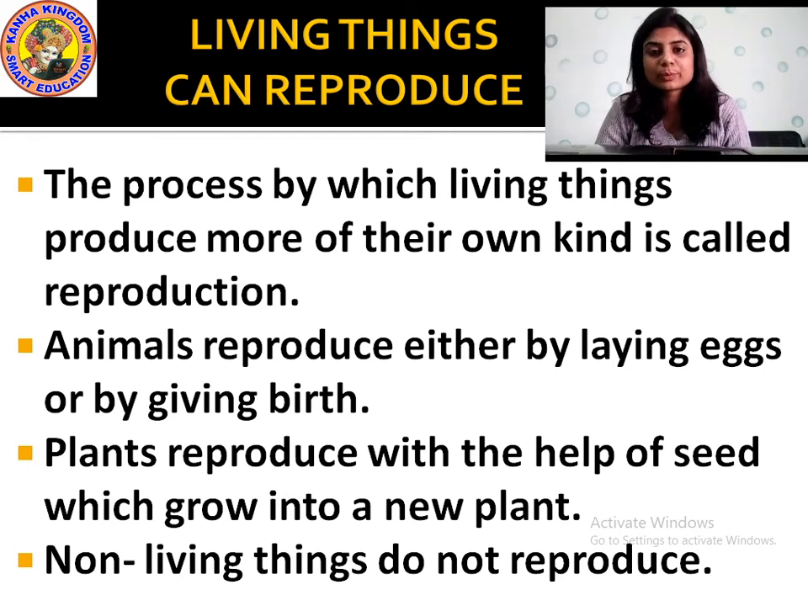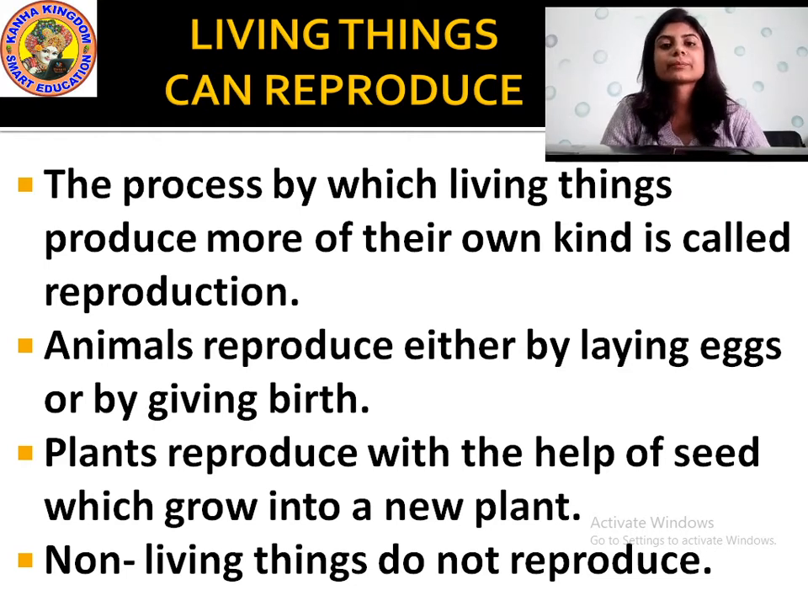Then plants. How do plants reproduce? Plant is also a living thing. Plants reproduce with the help of seeds which grow into a new plant, which is also called germination. The process by which a seed grows into a new plant is called germination. And this is how plants reproduce a new plant of their own kind by germination. And non-living things do not reproduce. I hope you understood this.